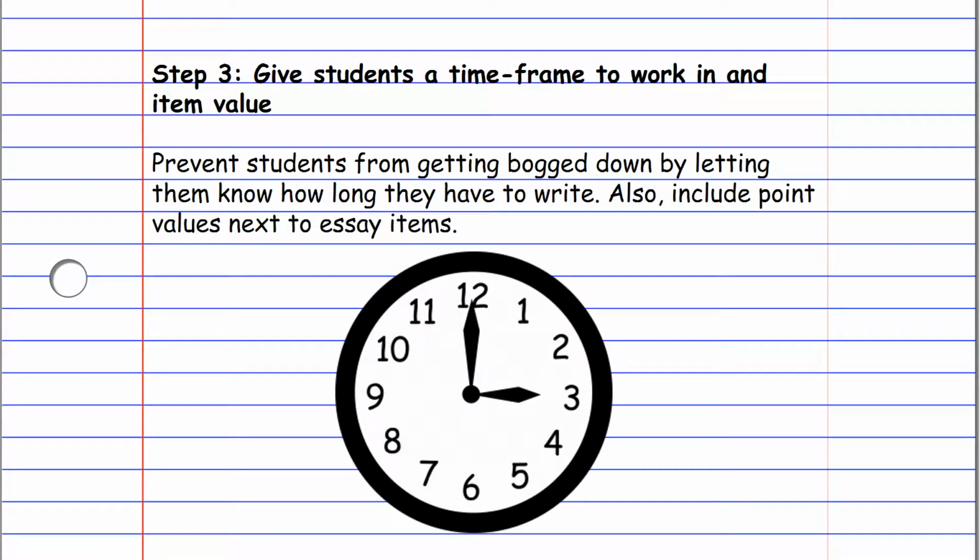The third step is to give students a time frame in which to write in and a value for each item. If you have 3 essay items on a test, and the first item is worth 15 points, while the remaining 2 are worth only 5 points, students should be made aware. Also, giving students a general idea of how much time should be spent on each item will prevent them from getting bogged down on one item.